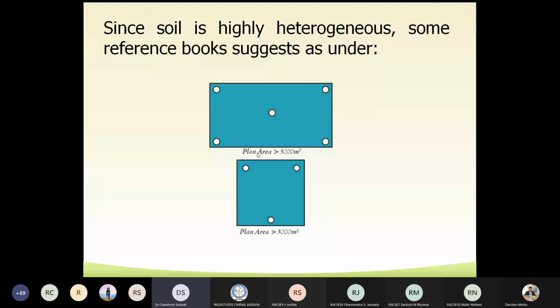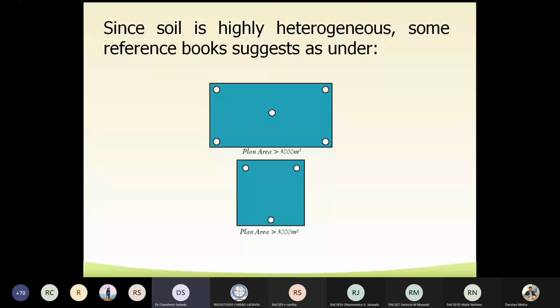Whereas in the case of heterogeneous soil, when a square plot area is available, instead of a single borehole, we may have to go for 3 boreholes. So the centers are closer, but we do not take any risk as the soil is highly heterogeneous. Hence, we have to go for 3 instead of 1 bore.